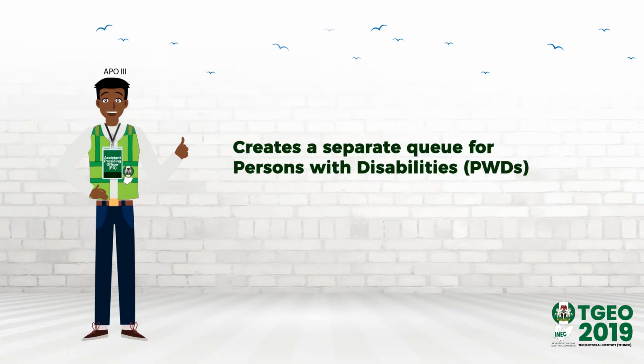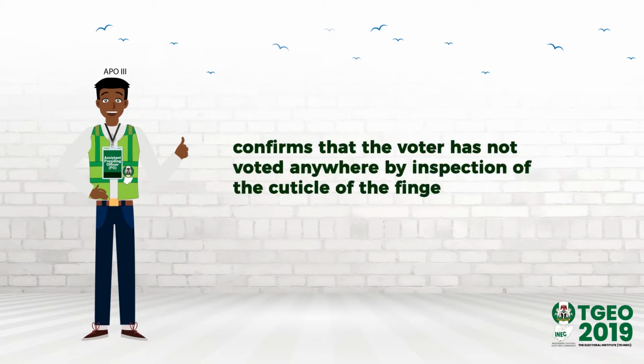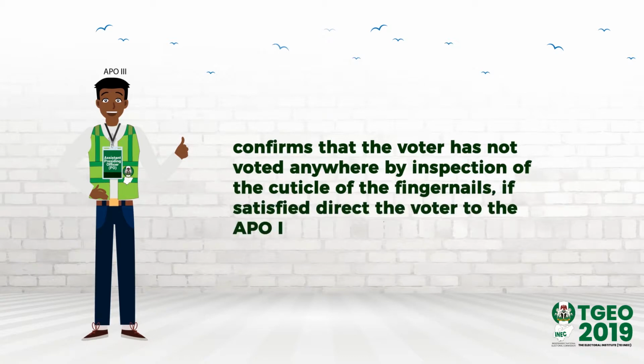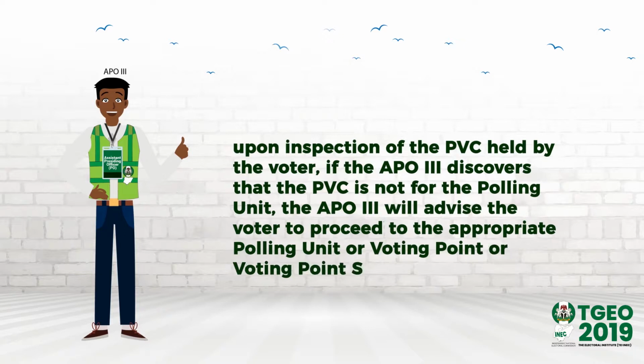Determine if a voter is at the correct polling unit or voting point. Confirm that a voter has not voted anywhere by inspecting the cuticle of a voter's fingernails. If satisfied, direct the voter to the APO1. Inspect the PVC held by a voter.